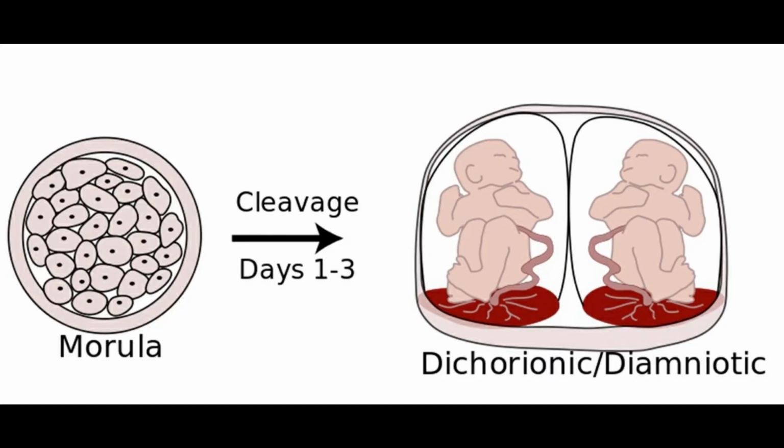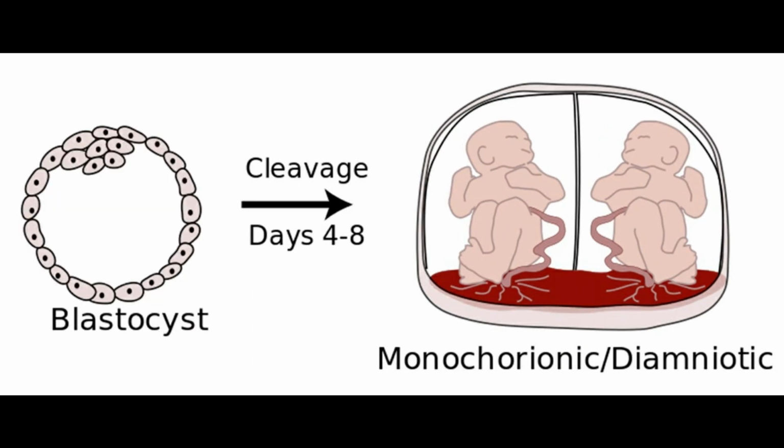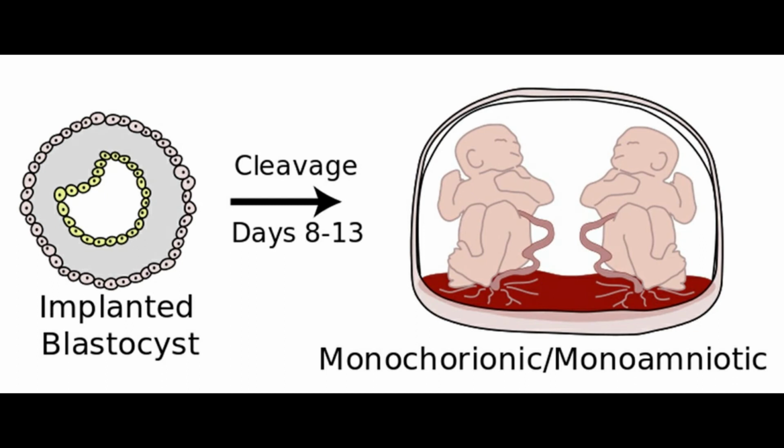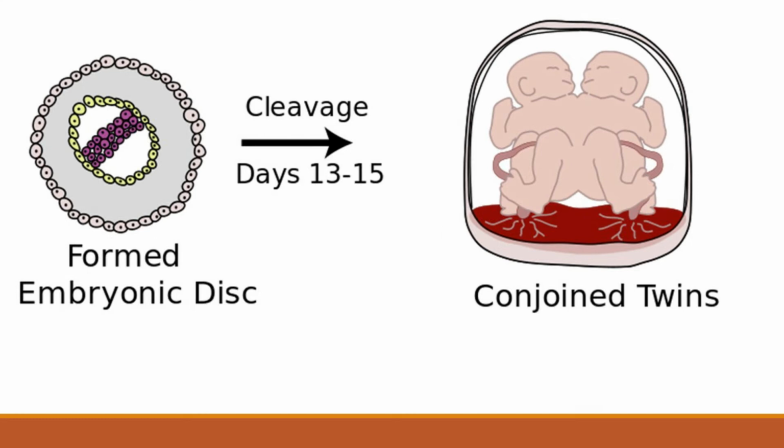Now we will talk about the numbers 10 to 14 now. When a morula is duplicated at 3rd day of conception, you might have dichorionic diamniotic twin as already described. And if the mobile blastocyst is duplicated at 6th day, you might have monochorionic diamniotic twin. And if the implanted blastocyst is duplicated at 10th day, you might have monochorionic monoamniotic twins. So till 10th day, no problem at all.